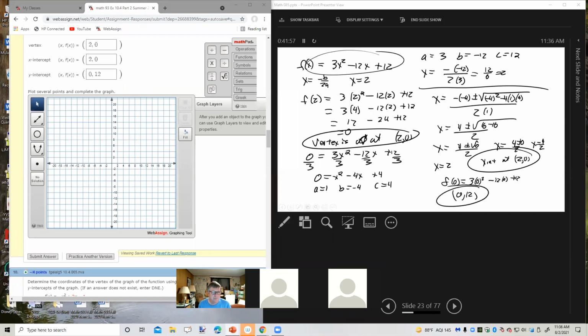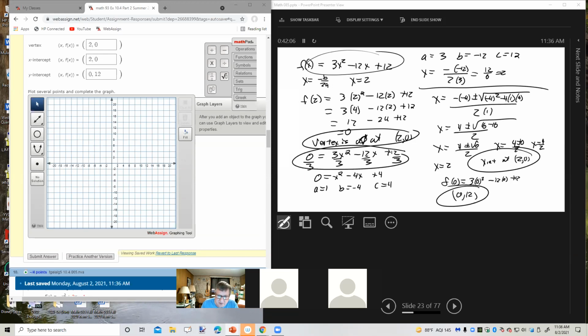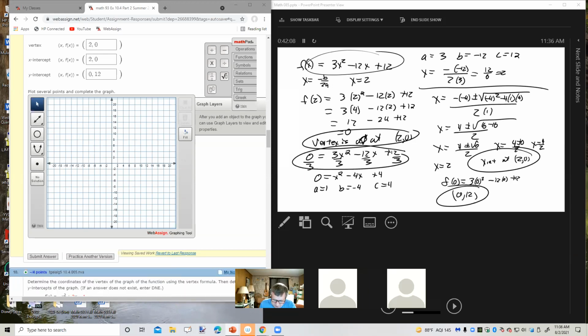All right. Any questions so far? I want to go back for just a minute. Right here where I reduced this down in order to get the x-intercepts, I could have just left it as 3, -12, and 12, and then just reduced it towards the end. But we did look at that back in section 10.2.